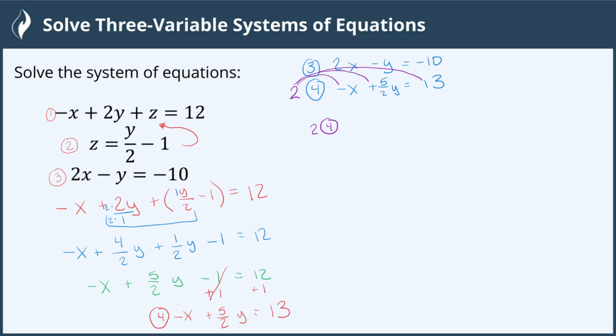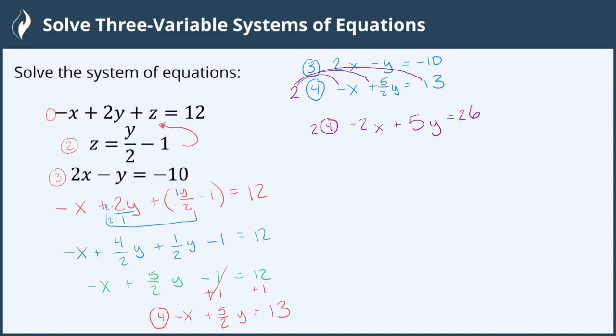Many people multiply it to the left side, but always leave out the right side. So make sure you multiply every single term by the number that we've decided to multiply by. So this results in negative 2x, and 2 times the 5 halves will give us 10 halves, which is just 5, or you can think of it as the 2's canceling out. So this is plus 5y, and 2 times 13 is 26.